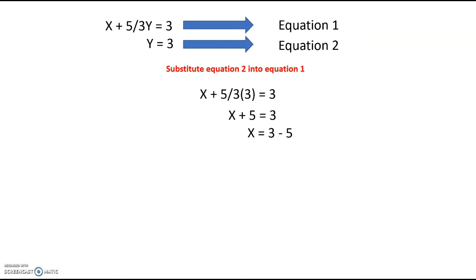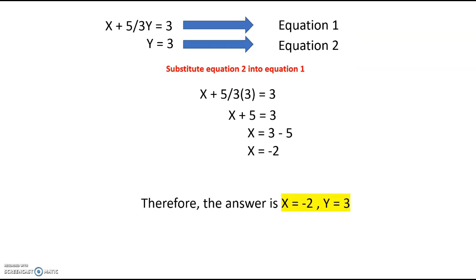And then we bring the 5 to the right side. So it will be x equals 3 minus 5. So the value will be x equals negative 2. Now we already have the values of x and y, which are x equals negative 2 and y equals 3. So the problem is solved.